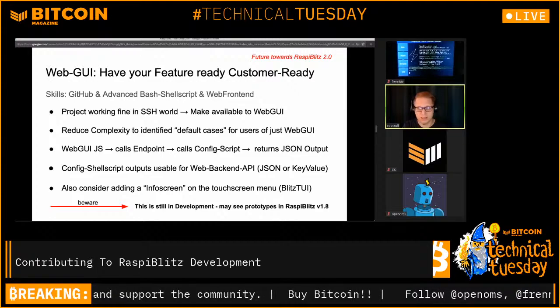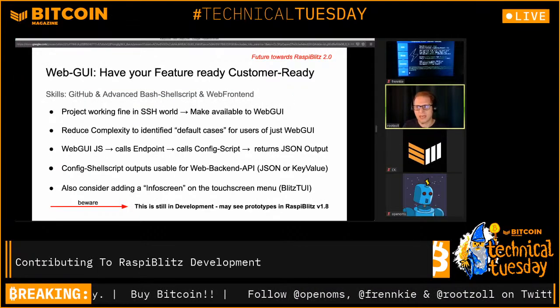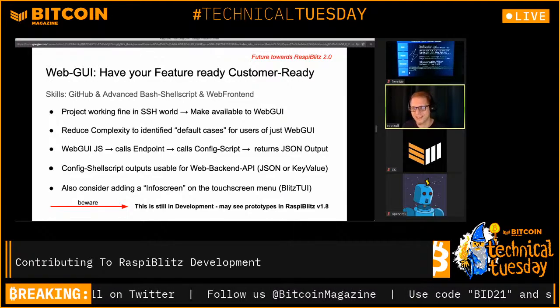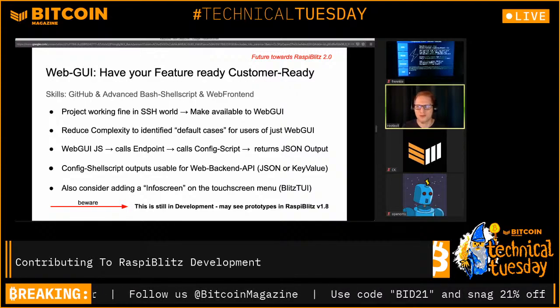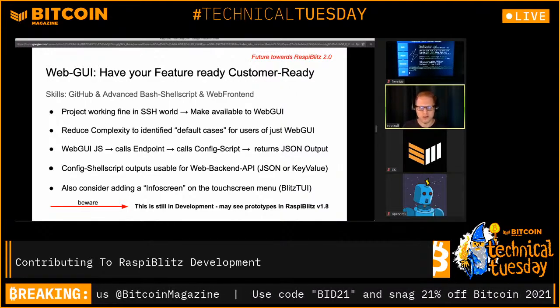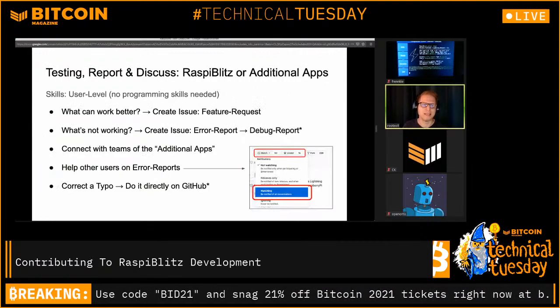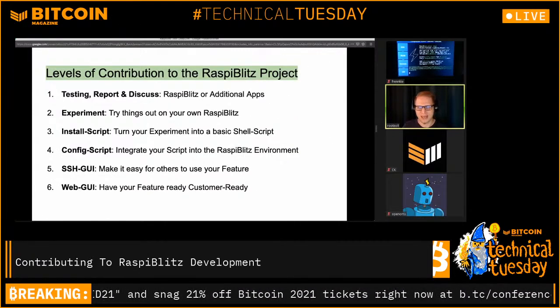But again, this is already ninja level. If you already have an SSH menu config script, that's already great. So then you made it. You contributed a big chunk to the Raspiblitz. But again, all those levels are there for you. Maybe I'll show them quickly again in the end, just to remember those are the levels, and you can really start low. It's no problem, and it's a good way to get started.